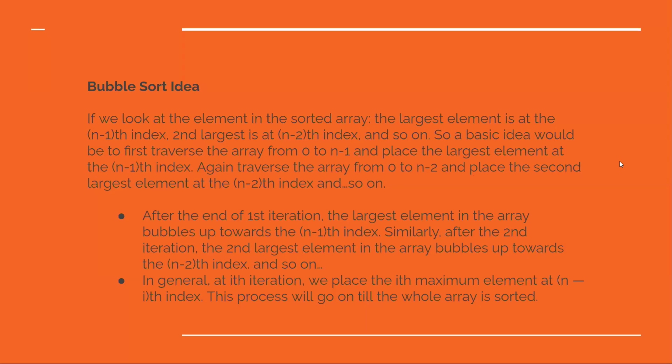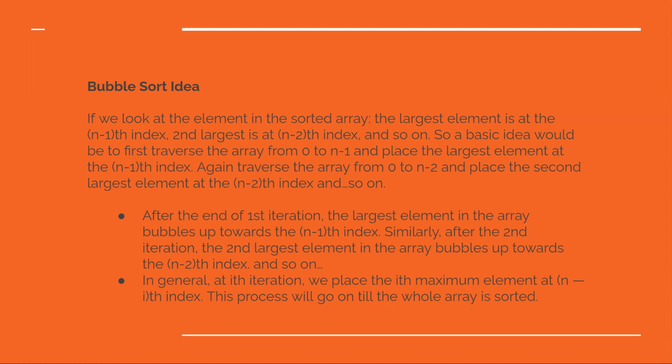Bubble sort idea. If we look at the elements in the sorted array, the largest element is at the n minus 1 index. The second largest is at the n minus 2 index, and so on. So a basic idea would be to first traverse the array from 0 to n minus 1 and place the largest element at the n minus 1 index.